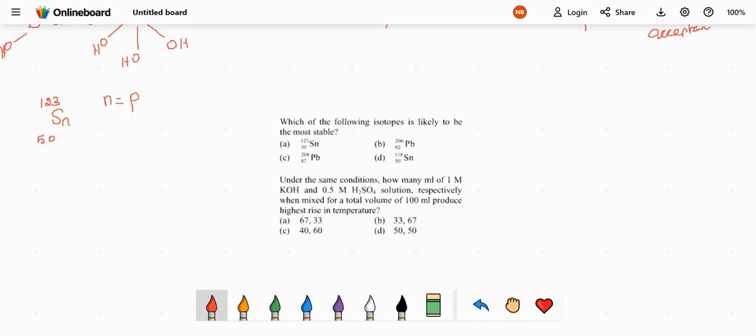But if the number of neutrons and number of protons are not the same, then you have to go for the ratio of the number of neutrons to the number of protons. If you are having one, no issue, stable. But if you have n by p more than one, it is highly unstable. It will undergo nuclear reaction.